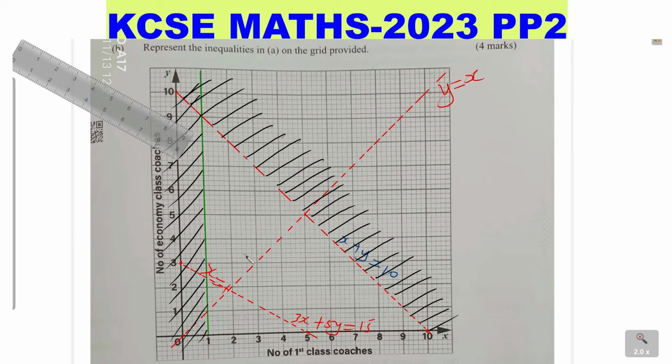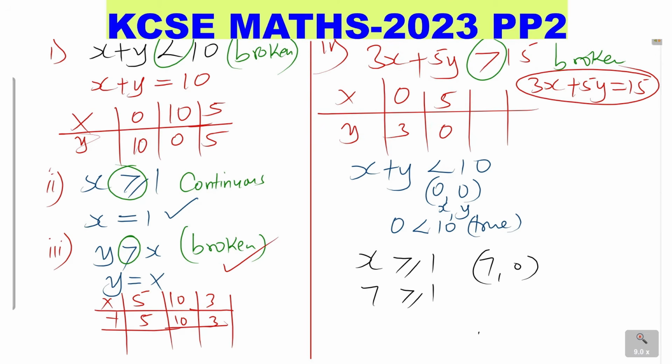So we need to know whether we're going to shade on this side, or this side, or this side. Let me pick a point that is on this side. For example, I'll pick (5, 2). Point on this side, (5, 2). Let us test. So the equation is y is greater than x.